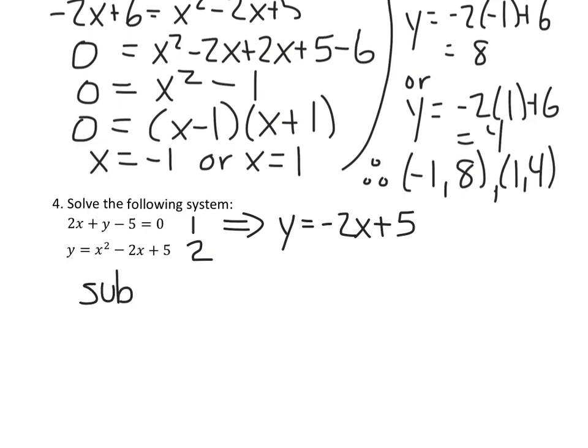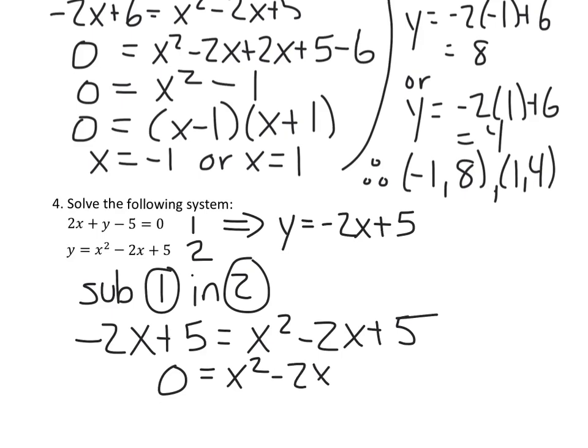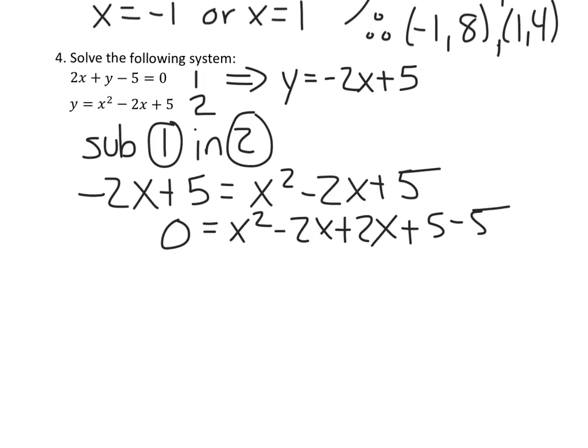Now I can substitute equation 1 into equation 2, and I end up with negative 2x plus 5 equals x squared minus 2x plus 5. In order to solve this, we have to make sure that it's set equal to 0. So I'm going to be adding 2x to both sides and subtracting 5 from both sides to make sure that I end up with 0 on the left-hand side. So I end up with 0 equals x squared minus 2x plus 2x plus 5 minus 5. Everything cancels on that right-hand side, and I end up with x squared equals 0.